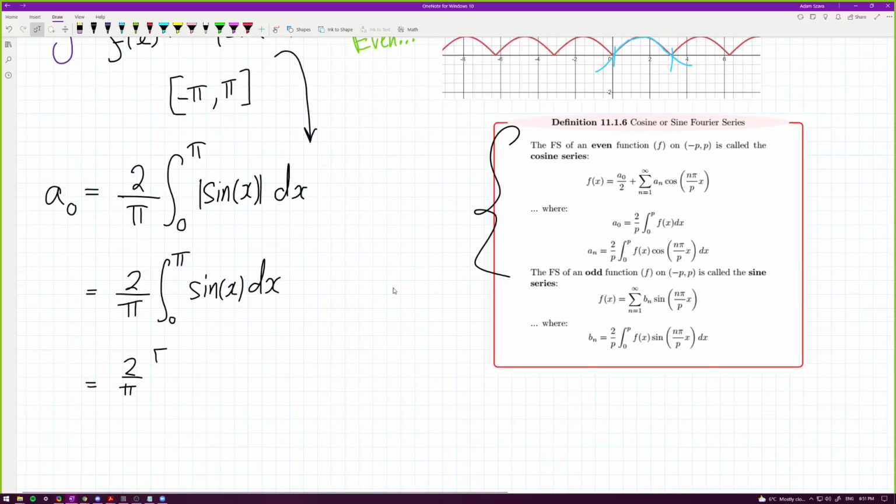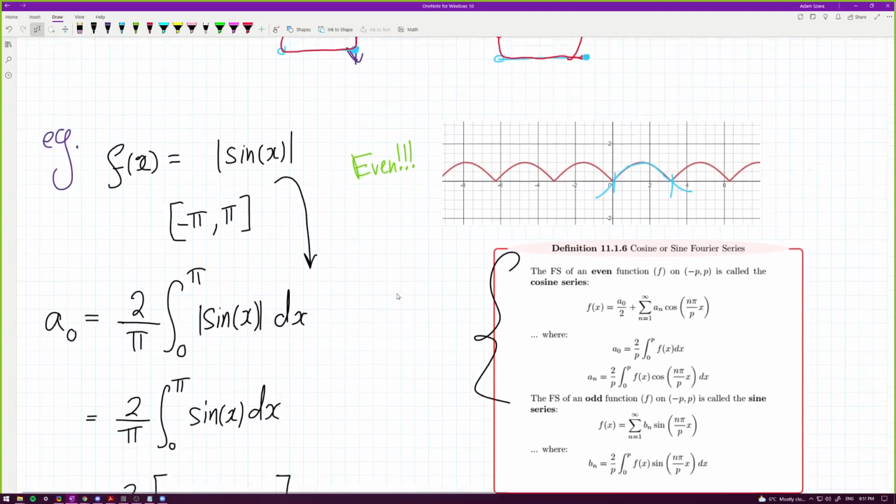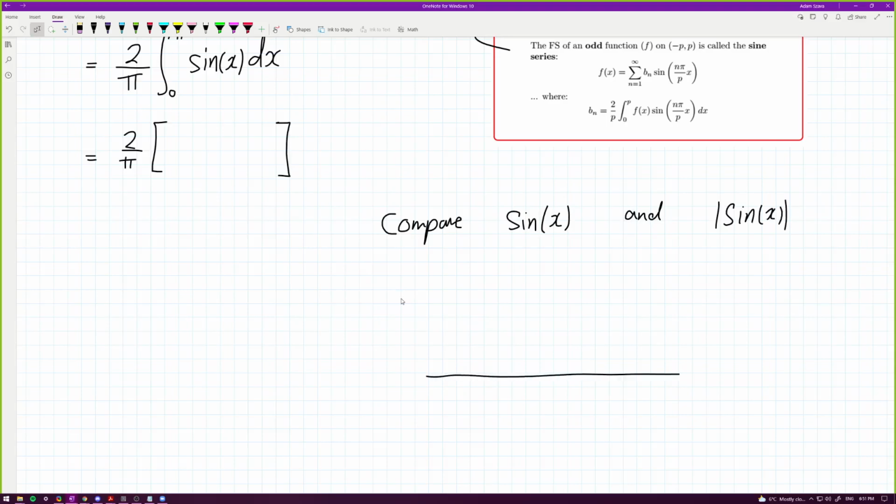Could you just explain how the absolute value drops? Yeah. Essentially, we want to compare sine x and the absolute value of sine x. But not just anywhere on the interval, right? Just from 0 to pi. So I will draw this one in red, and I'll draw this one in blue.